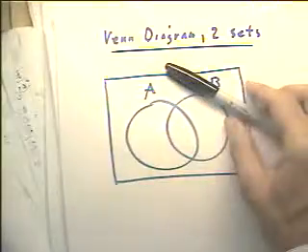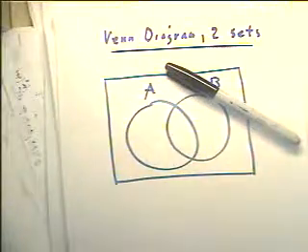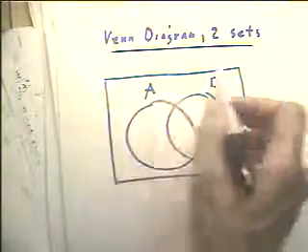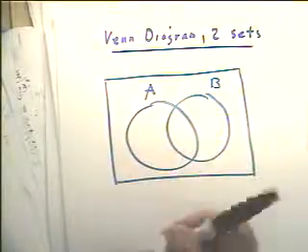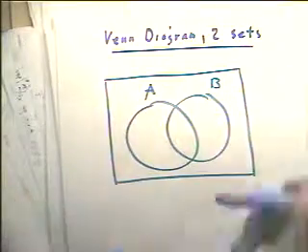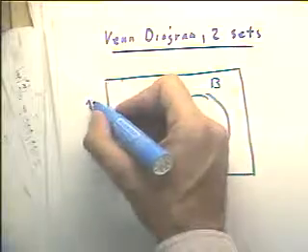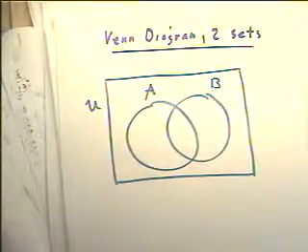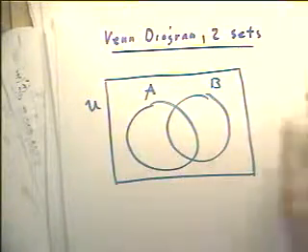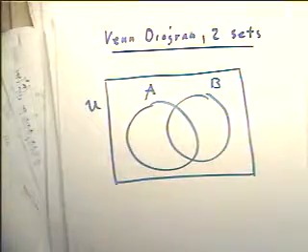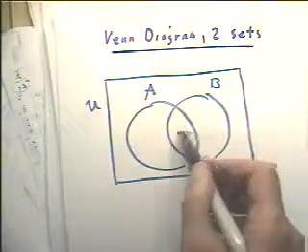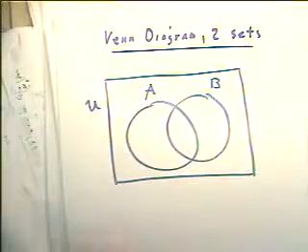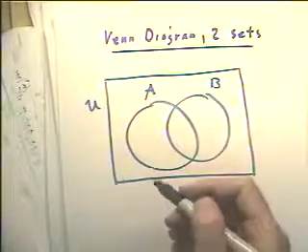Now, this diagram divides the universal set, and of course implicitly this outside set is the universal set, into how many regions? Count the regions that we have. Okay, there's 1, 2, 3, 4 regions formed by two sets.